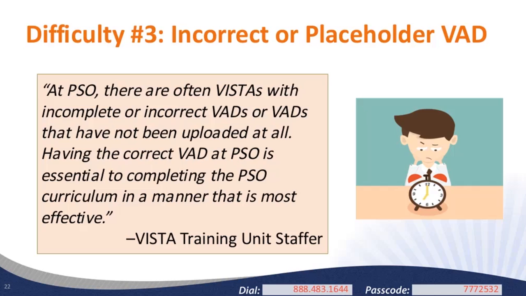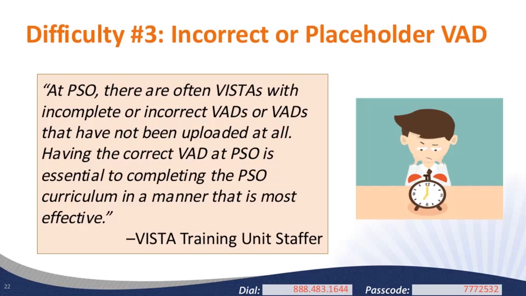So we know that projects sometimes create a placeholder VAD, and what we mean when we say placeholder VAD is just like a VAD template, just a generic VAD, not tailored specifically to a certain position as a VISTA member at that organization. It's just a very generic placeholder VAD that is not the real VAD. So projects sometimes create placeholder VADs in order to post an opportunity listing with the intent of uploading the correct VAD once they have more time to develop it.